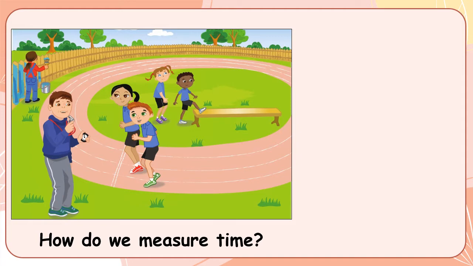Look at this picture. What are the children at the start line going to do? Well, yes, they are going to run around the racing track. Now, kids, estimate how long it might take them. We can estimate that it might take them minutes. But estimation is only a guess. It's not the correct or the exact measurement.